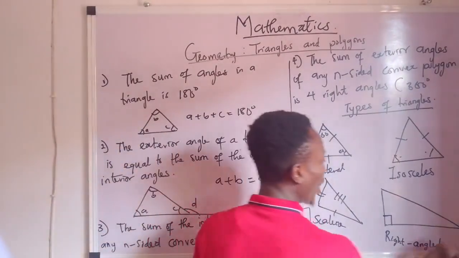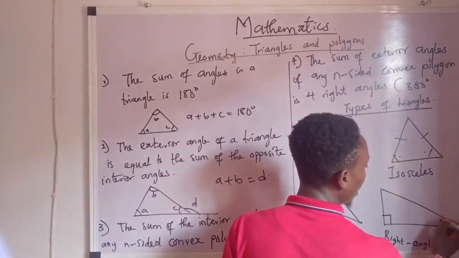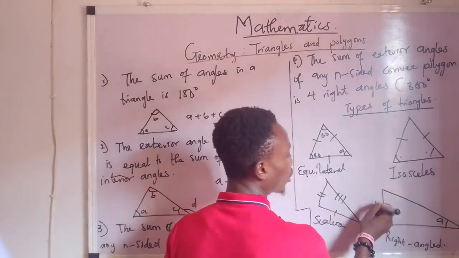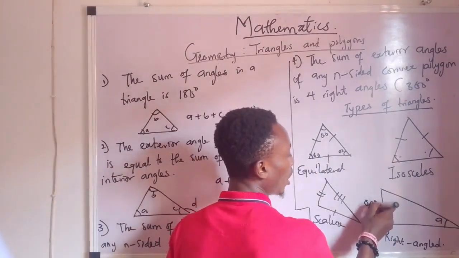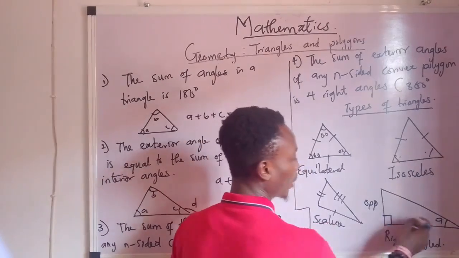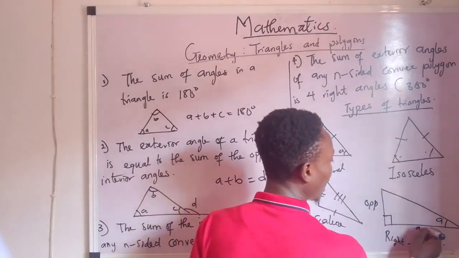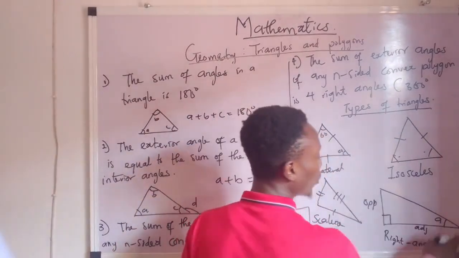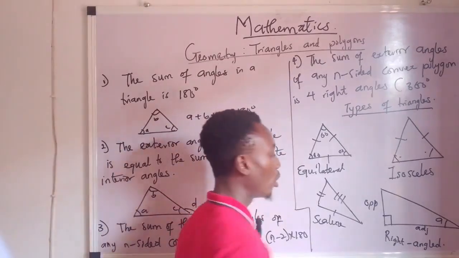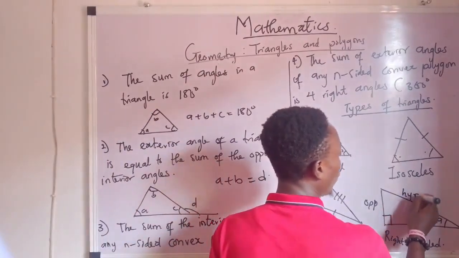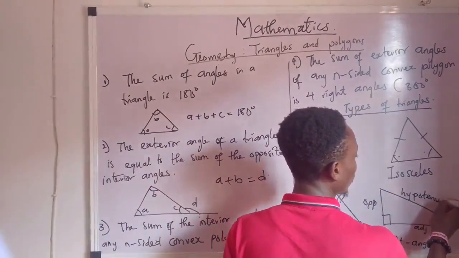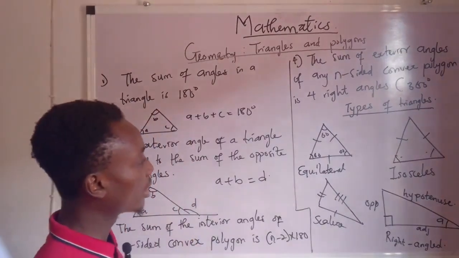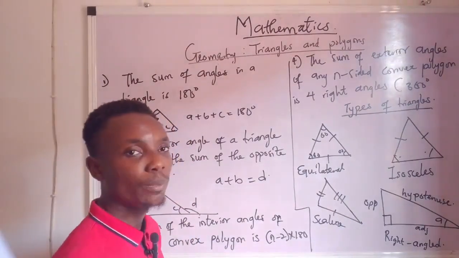And if you have an angle placed here, say angle A, this particular side is called opposite related to this angle, and this particular side is called adjacent related to this particular angle. This side, which is the longest side of your right angle triangle, is known as the hypotenuse. So do take note of all this that I have just explained.